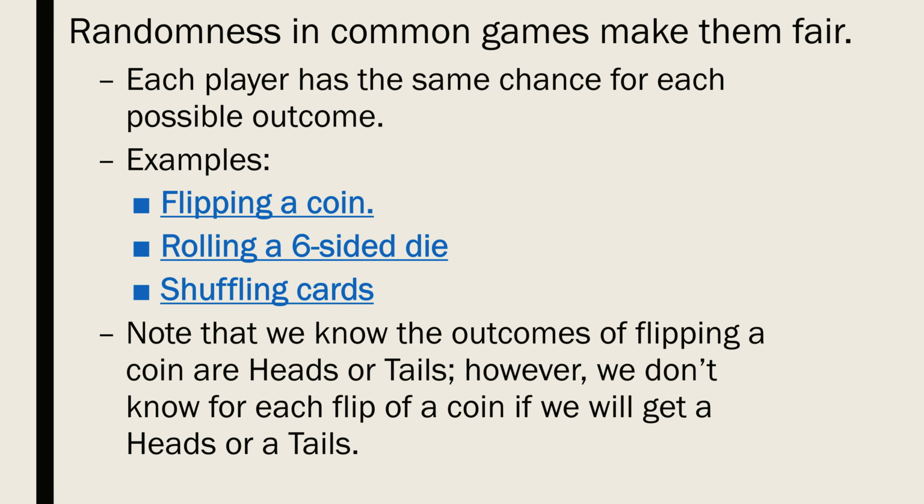Randomness in common games makes them fair. For example, each player has the same chance for each possible outcome. It's a fair game. There are more examples. When we flip a coin, roll a six-sided die, or shuffle cards, they are all fair games. Note that we know the outcomes of flipping a coin are heads or tails. However, we don't know for each flip of a coin if we will get a head or tail.